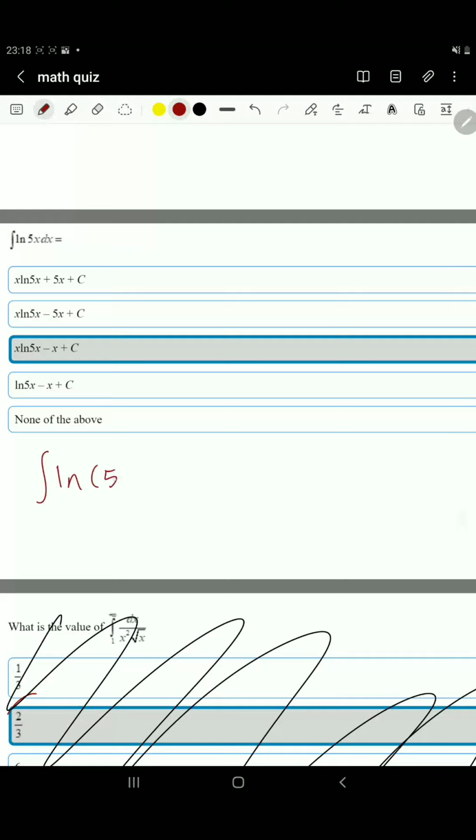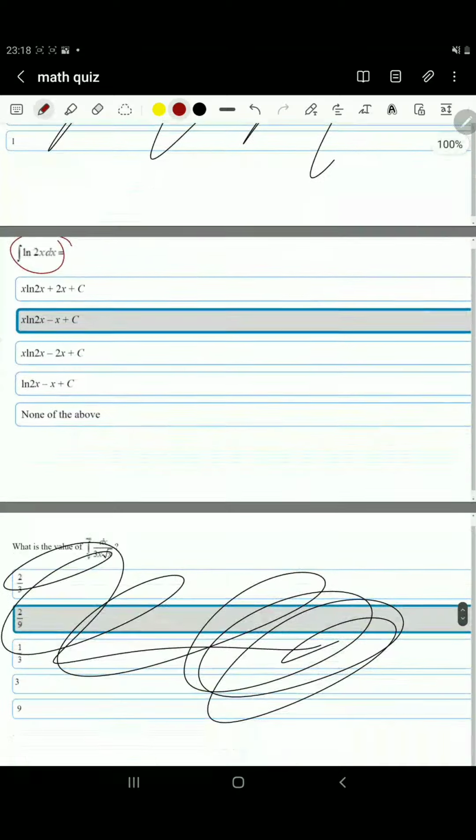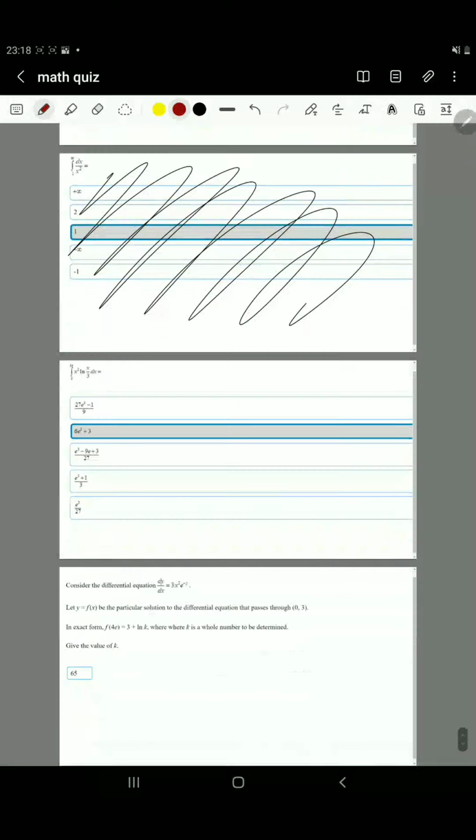Integral of ln 5x dx. Okay, or you know what? Ln, keep that to the end. Scroll down. Let's solve this, because this one's a really easy question. Okay, so here we go.